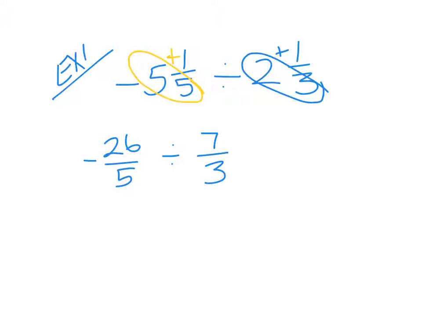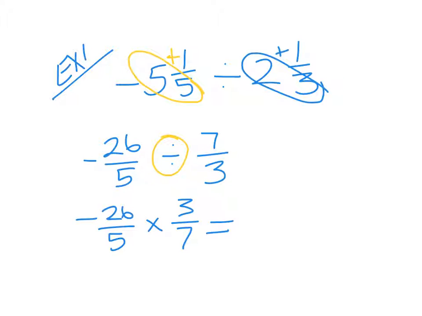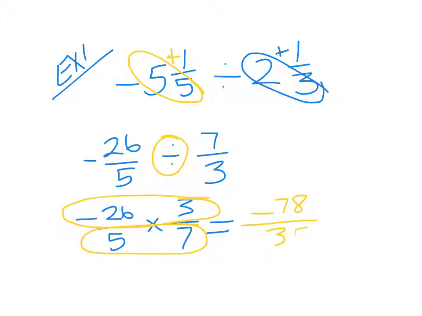What's my next step? To flip the second. Yeah, since this is divide, we're going to flip it and multiply. So leave the first one alone and flip the second one. Now we just multiply straight across. 3 times negative 26 is negative 78. Yep. 7 times 5 is 35.